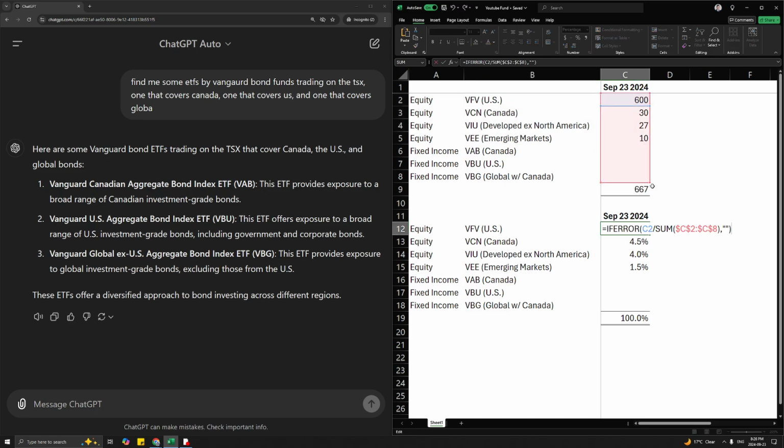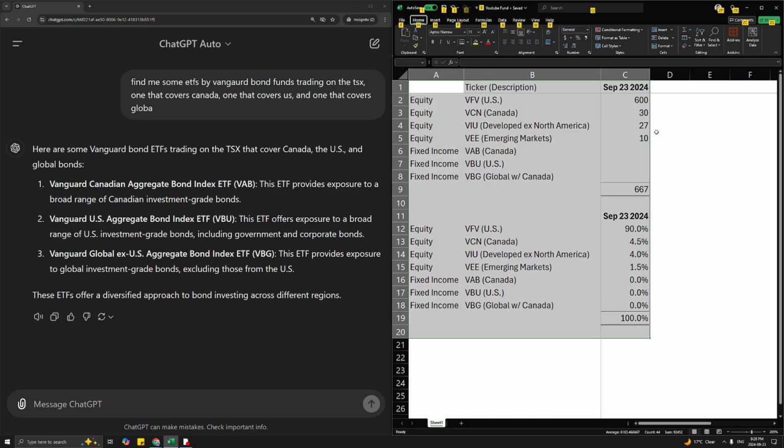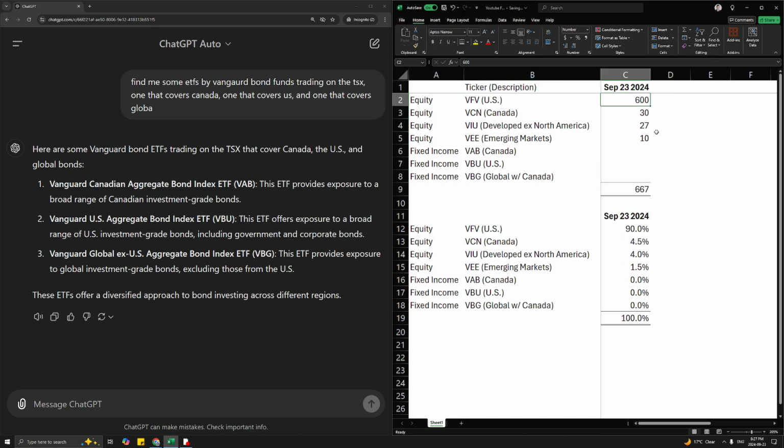Let me fix this. Okay. So, all right, what was I going to do? I bought a portfolio today with these weights. By the way, these are all Canadian dollars. Let's just call the ticker description. Oh yeah, by the way, this Excel spreadsheet is made from scratch.